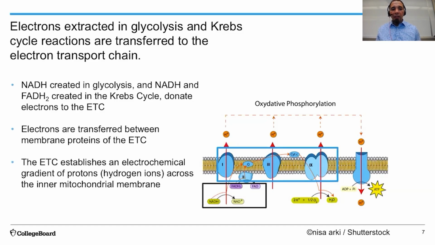And then the electron transport chain is going to establish an electrochemical gradient of protons, hydrogen ions, across the inner mitochondrial membrane. Again, we have to create that gradient. And so there are H pluses moving across, and they're going to create that gradient.